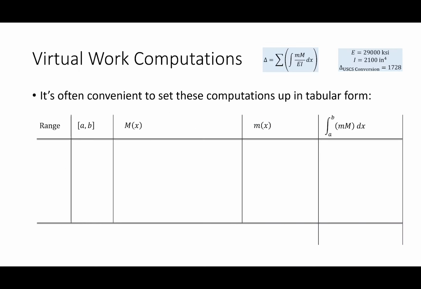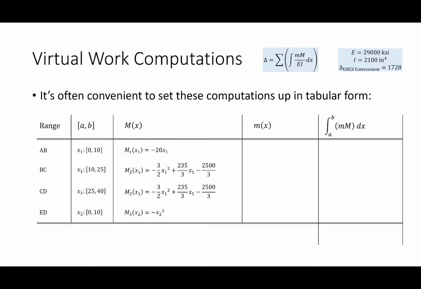So, how do we do those computations? Again, you can do it in a table, you can do it as separate integrals, however you want. So, here are going to be my ranges, A to B, B to C, C to D, and then E to D. I wrote it E to D because I'm going backwards. So, the way I wrote the ranges, this is in terms of x1, x1, x1. This one's in terms of x2 going the other way. Again, I wanted that lower bound integral.